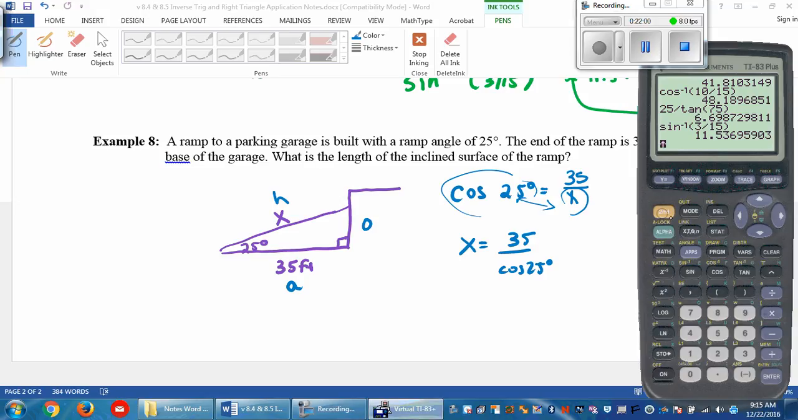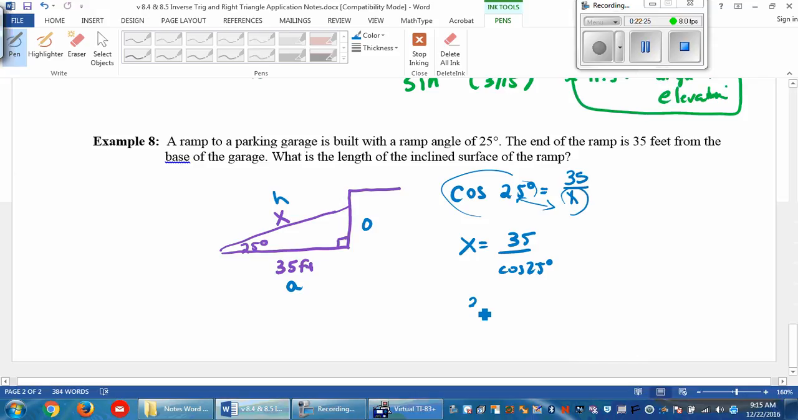Calculator out. So we do 35 divided by cosine of 25, and approximately 38.62 feet is the length of the ramp.